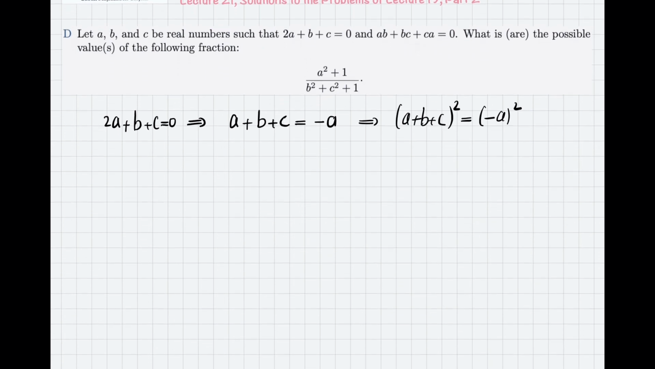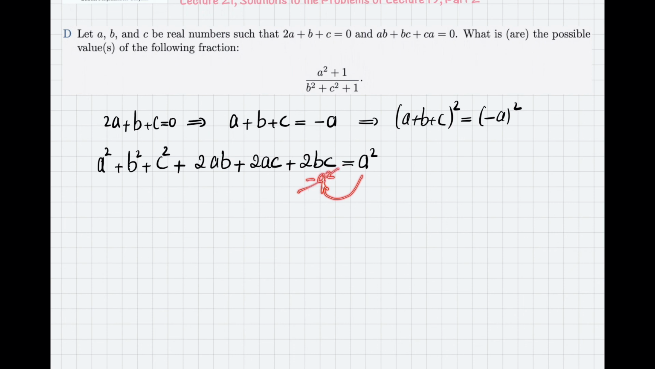If you remember, this trinomial to power 2 is like this. You raise the first one to power 2, the second one to power 2, the third one to power 2, and then you write 2 times the first one times the second one, 2 times the first one times the third one, and 2 times the second one times the third one. On the right hand side you will have a squared. If I move a squared here, it becomes minus a squared, and this will cancel that one. So the left hand side becomes b squared plus c squared, and between these 3 terms I can factor a 2 out. So it becomes ab plus ac plus bc.